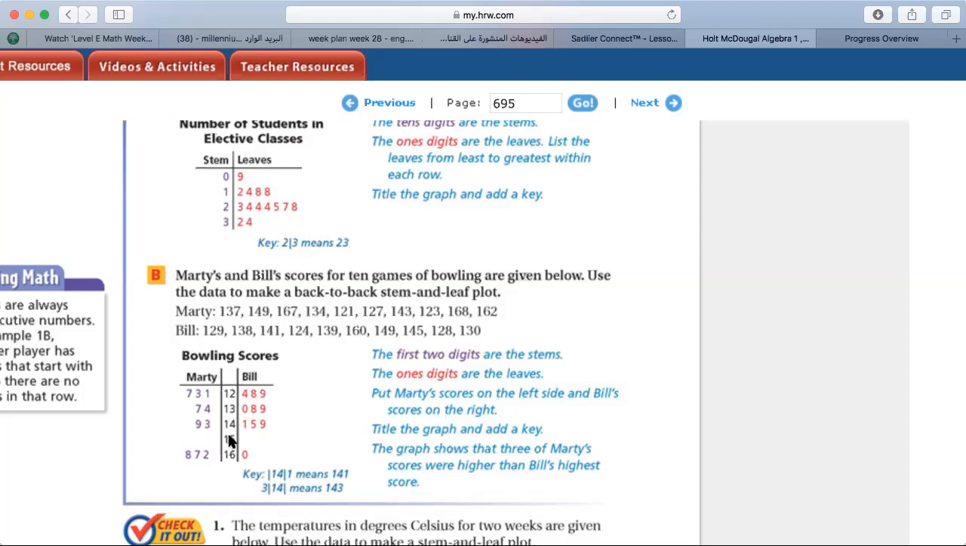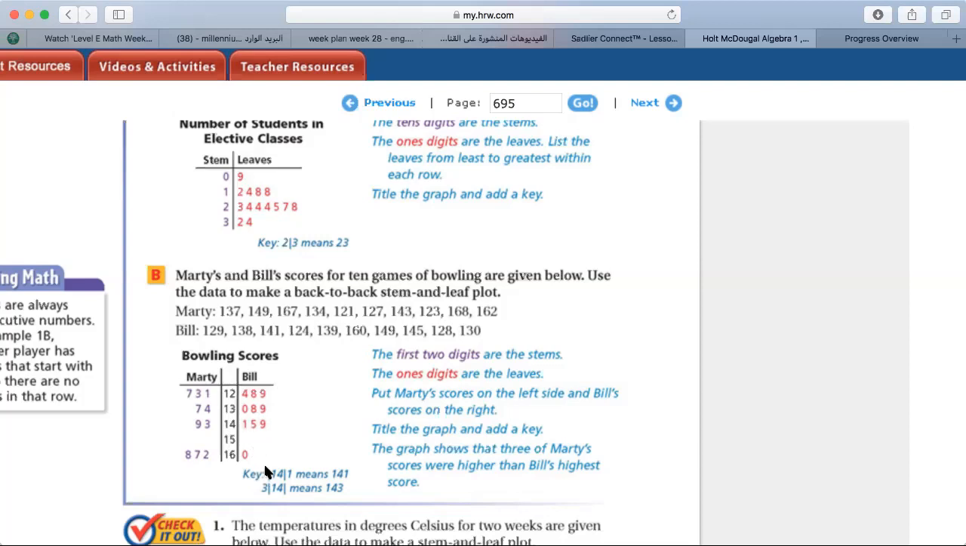Then 15, I don't have. I don't have 150. If you look here, I don't have it, so I will leave it empty. Then 16, I have 160, I will put 0. I have another 60? No, I don't have. So let's go for Marty.